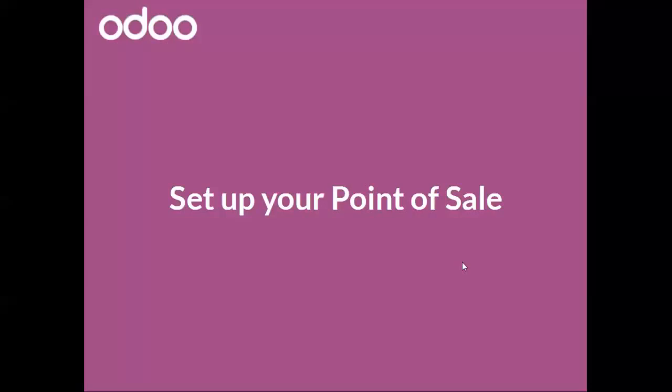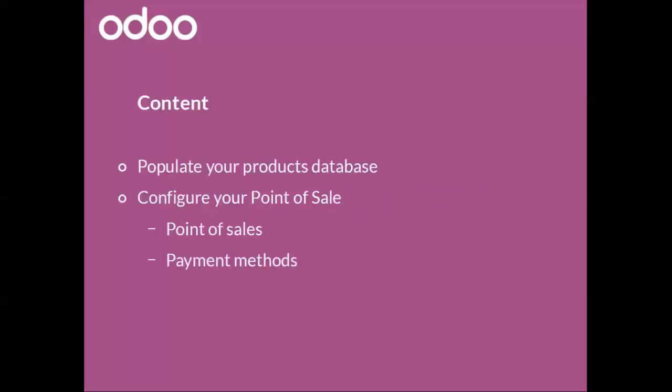In the next videos, I'm going to play a role. I want to open a shop to sell organic products like fresh fruits, vegetables, beverages, and so on. The first step is to populate my product database. I need to create product categories, products. I need to configure them properly so that I can sell them through the point of sale.